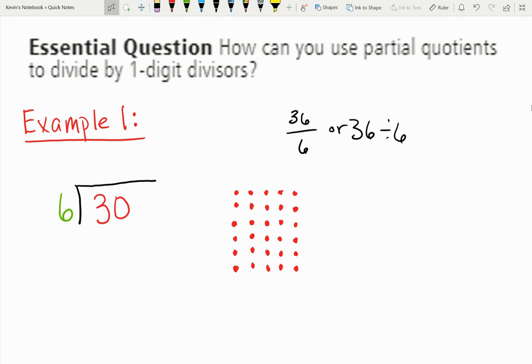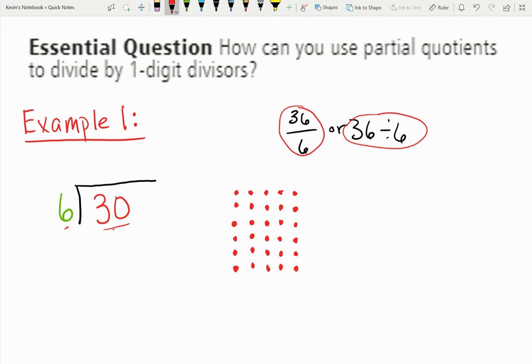Okay, example one, you'll see here I have 36 divided by 6. And if you look to your right over here, I have 36 divided by 6, written as an improper fraction. That's exactly the same as asking what is 36 divided by 6. And then it's also written this way, 36 divided by 6 as an expression. So it's all asking for the same thing. You're looking to find the quotient, or the answer to a division problem.